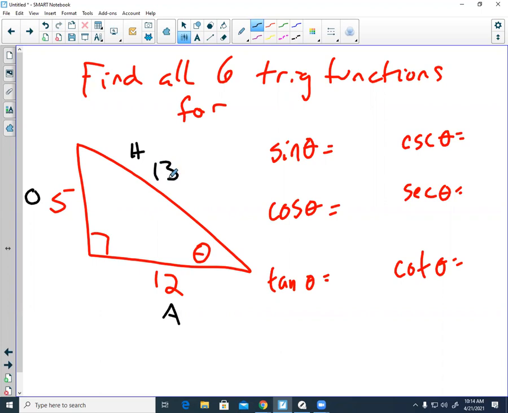Most of the time, these are going to work out pretty nicely to give you a Pythagorean triple, but sometimes they don't. So just got to keep that in mind. Most of the time they should be nice, easy Pythagorean triples, but sometimes they're not.